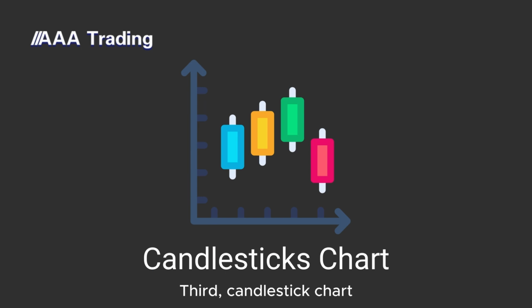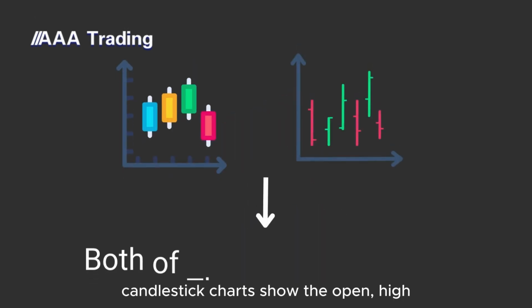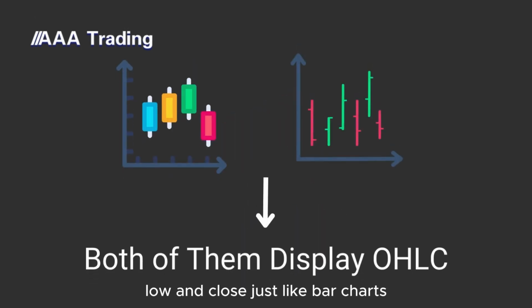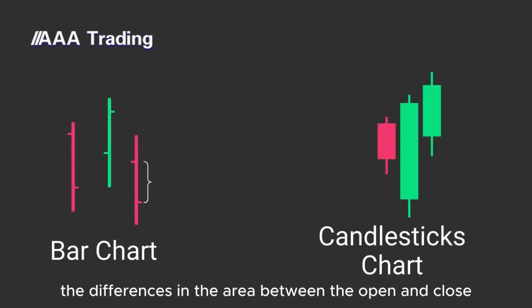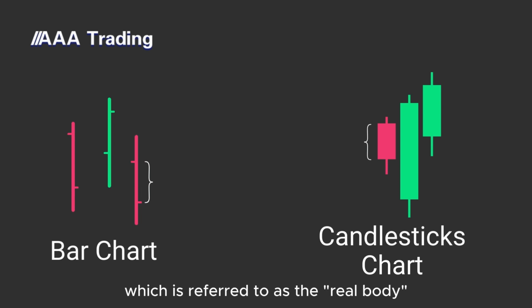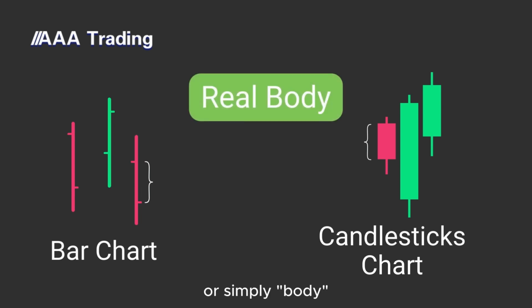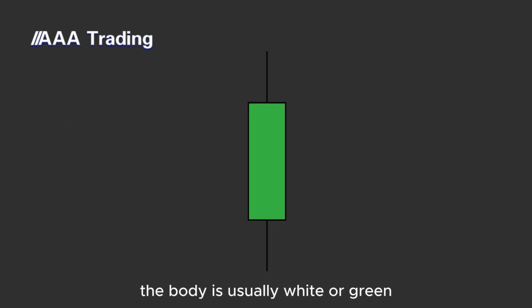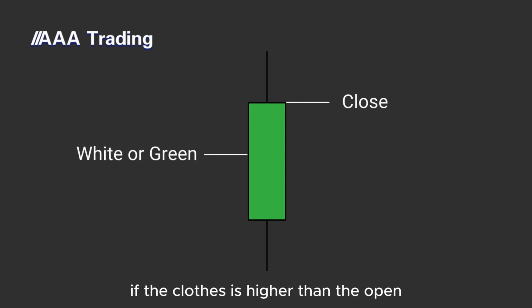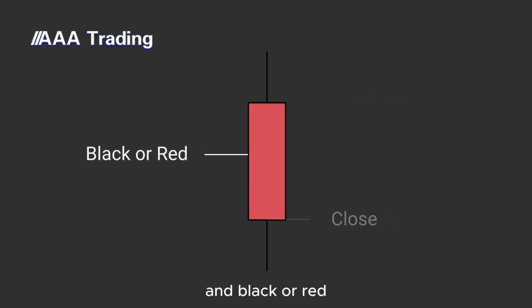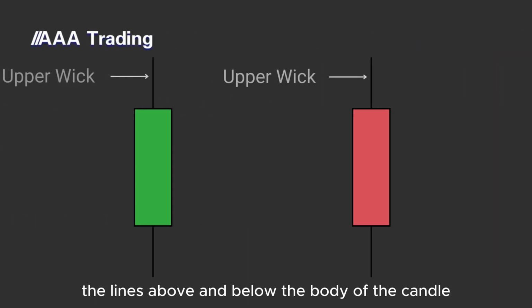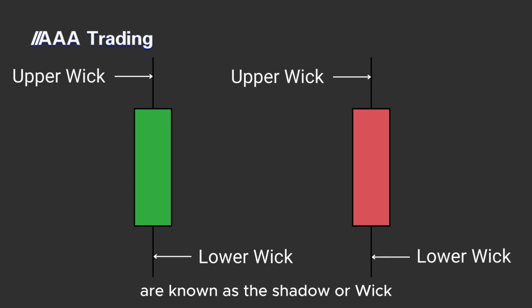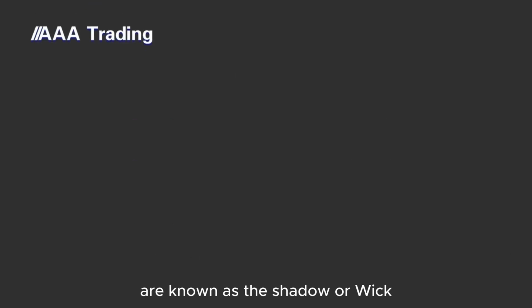Third, candlestick chart. Candlestick charts show the open, high, low, and close just like bar charts. The difference is in the area between the open and close, which is referred to as the real body or simply body. The body is usually white or green if the close is higher than the open, and black or red if the close is lower than the open. The lines above and below the body of the candle are known as the shadow or wick.